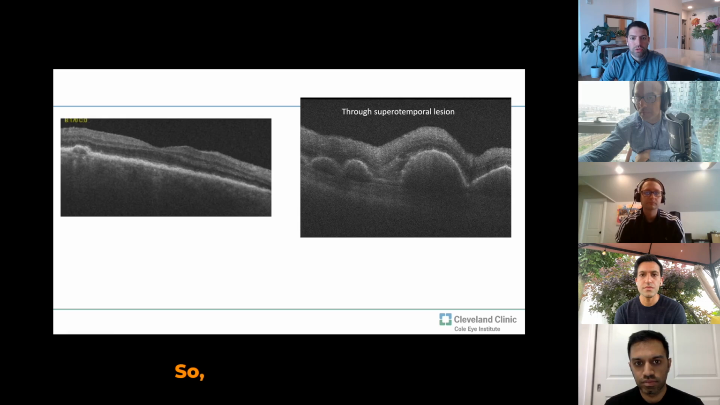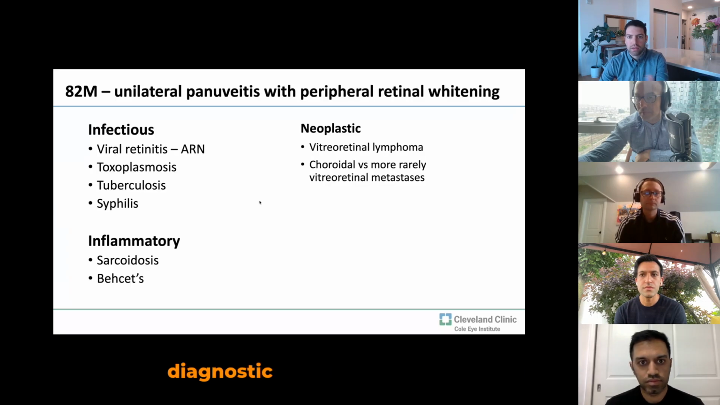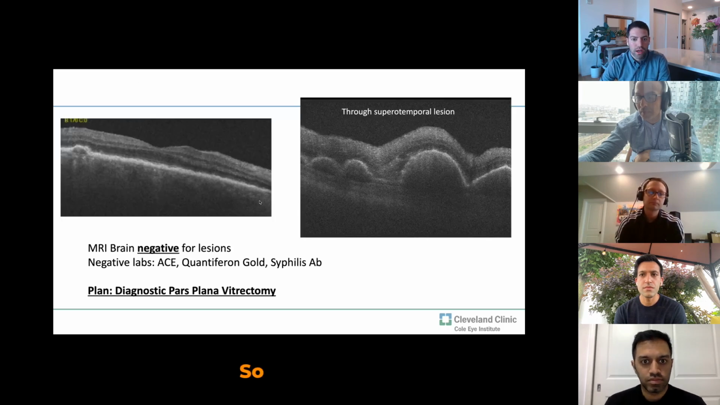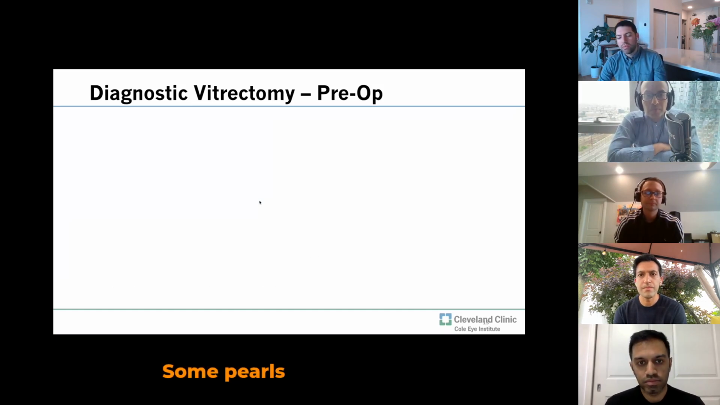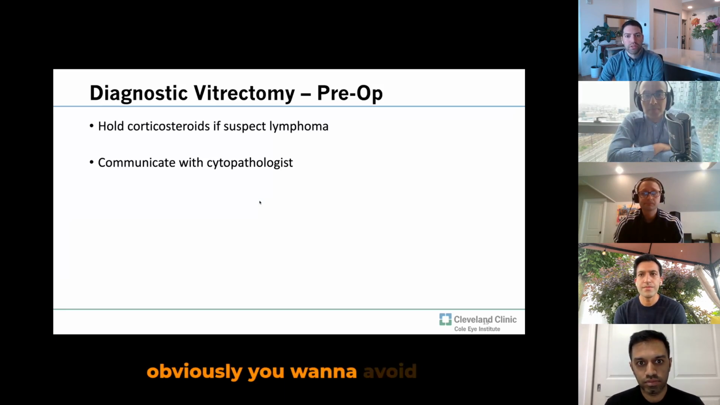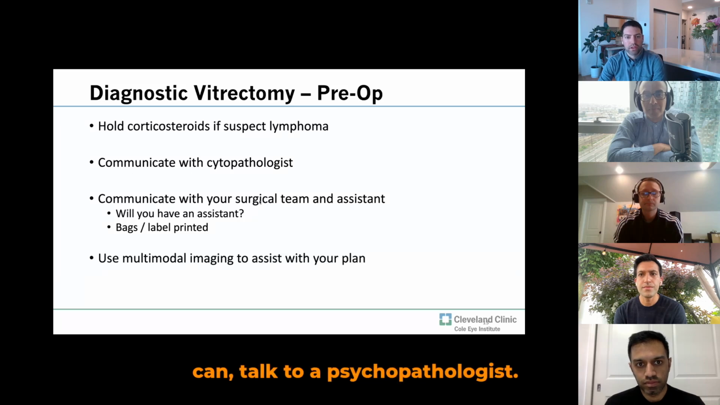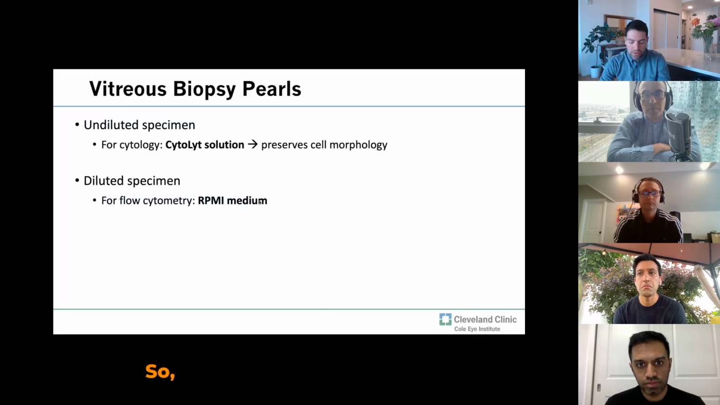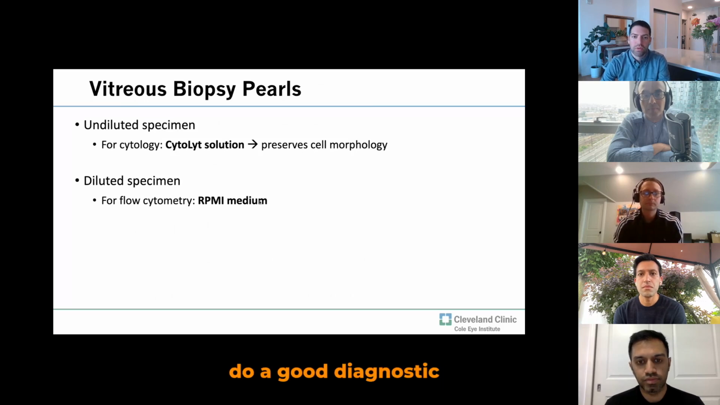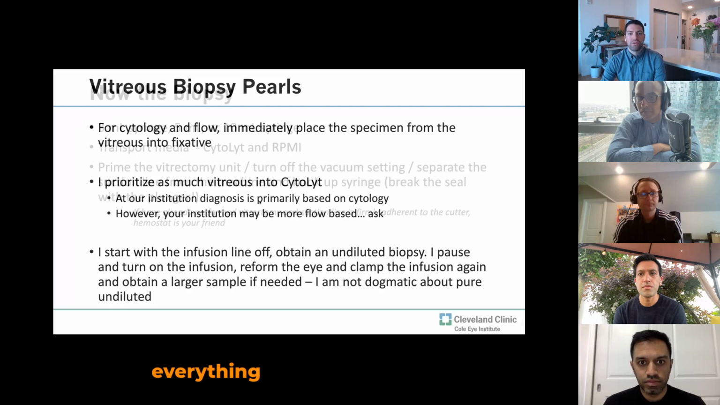So, took this patient for a diagnostic VIT, but you got to consider, obviously, as we talked about in part 1, infectious, inflammatory, other neoplastic conditions. So, diagnostic VIT, right? All those juicy lesions. Some pearls that Ananth mentioned is obviously you want to avoid steroids if you can. Talk to the cytopathologist. So anyways, negative. Ananth walked us through how to do a good diagnostic VIT. We did something similar, and everything was negative for this patient.